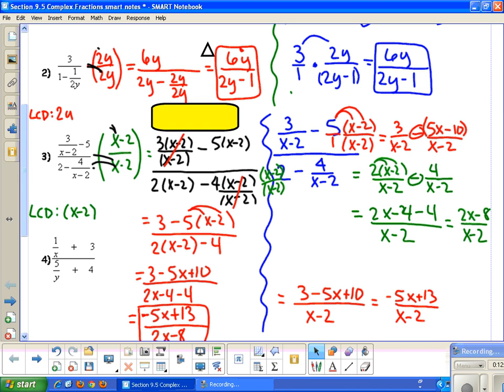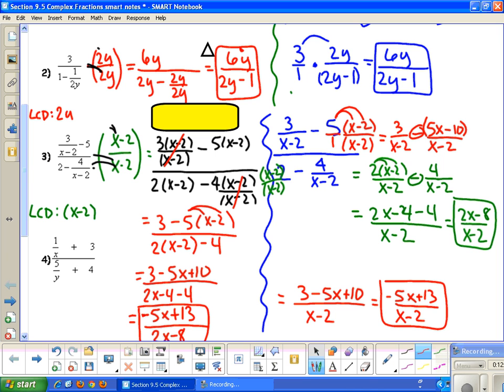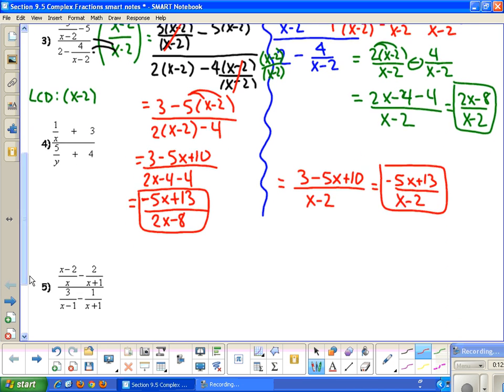So now I want to work with the numerator and denominator. This was my denominator that I just did, and this part right here was the numerator. Remember, I'm really dividing these two fractions, so I have to take those two answers and divide them. I'm going to move my page down so we can do this. So I really have, sorry, negative 5x plus 13 over x minus 2 in my numerator, and that's all being divided by 2x minus 8 over x minus 2.